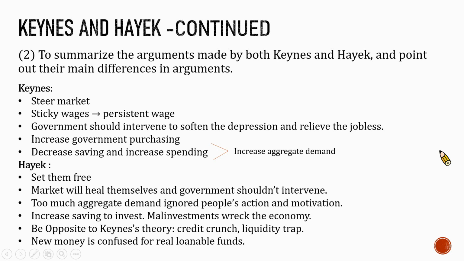And the main difference between Keynes and Hayek is that Keynes thinks government should intervene and help to soften the depression. However, Hayek thinks government shouldn't interfere in the market. And the second difference is that Keynes thinks society should decrease saving and increase spending, and also increase aggregate demand, and this will help unemployment and increase the real GDP. While Hayek thinks society should increase saving to investment, for he thought too much spending will break the economy.